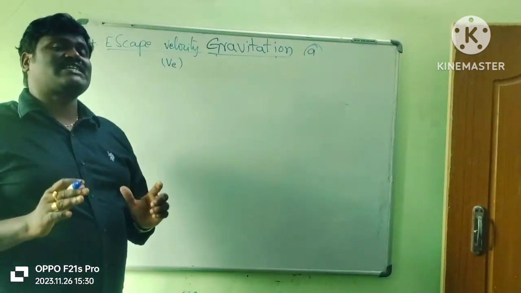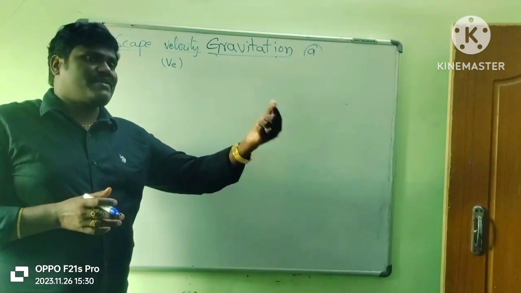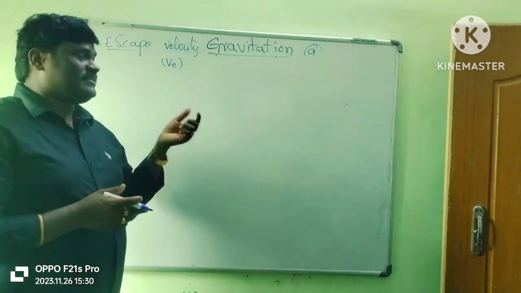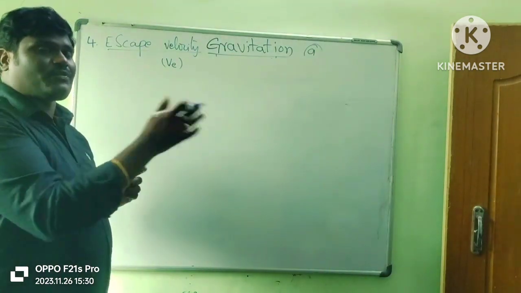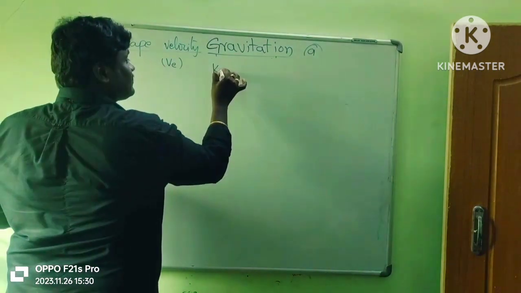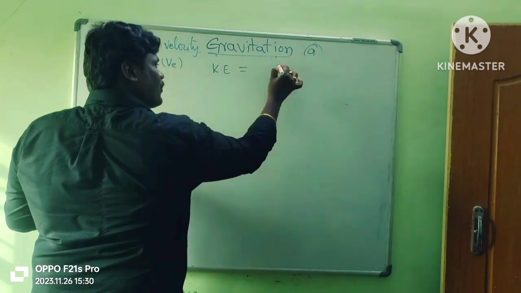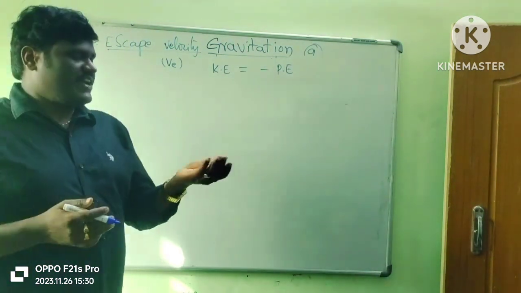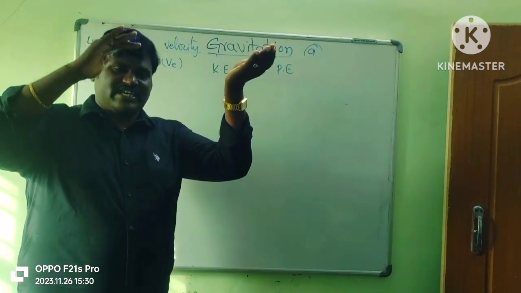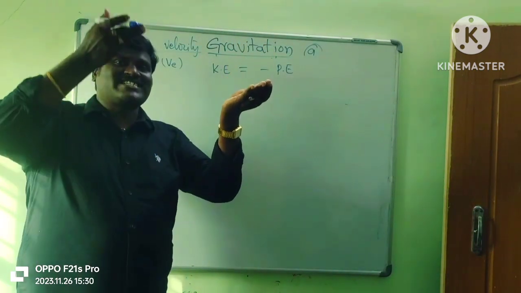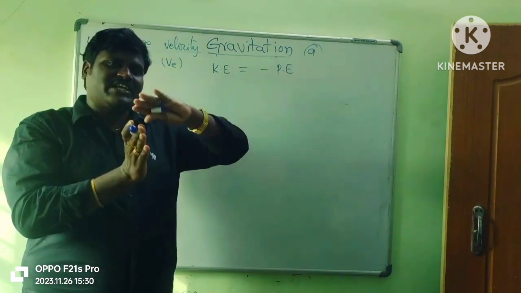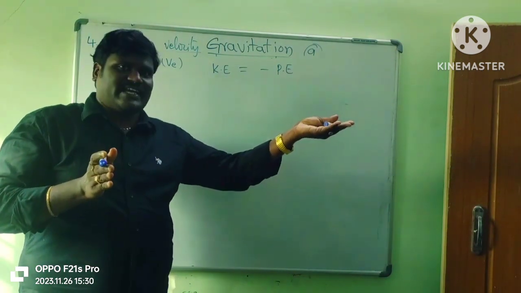According to the law of conservation of energy, the summation of potential energy and kinetic energy is constant, and the kinetic energy is equal to the potential energy but with opposite sign, because if kinetic energy increases, potential energy decreases. If potential energy increases, kinetic energy decreases. That means the energy is converting from potential energy to kinetic energy.